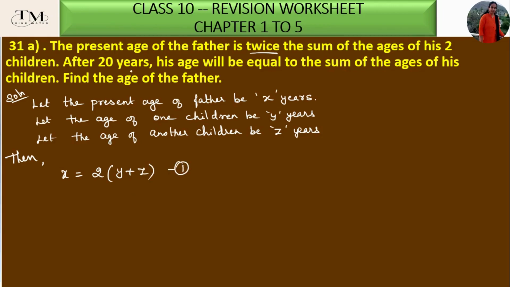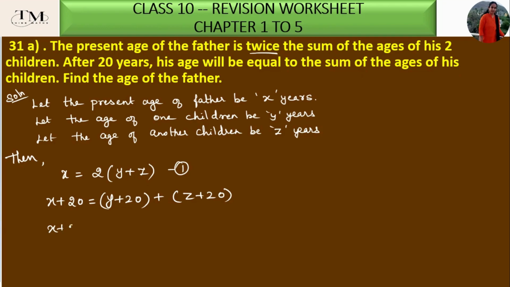Next, after 20 years, what will be the age of the father? He will be x + 20. So x + 20 is equal to the sum of the ages of his children. The children's ages will also be y + 20 and z + 20. So their addition, the sum of the ages of his children, is y + 20 + z + 20.